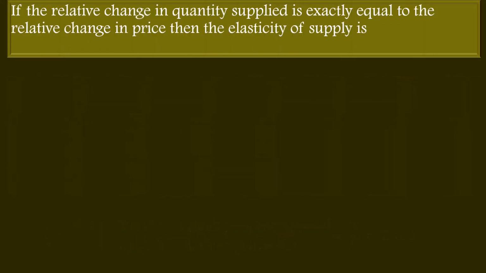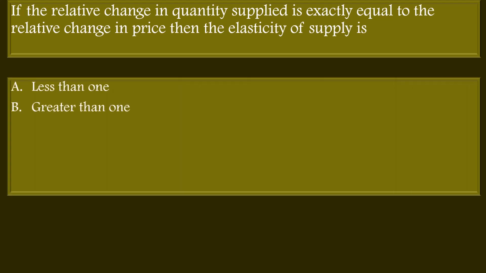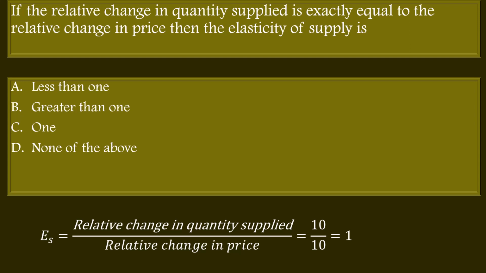Seventh question. If the relative change in quantity supplied is exactly equal to the relative change in price, then the elasticity of supply is options A less than 1, B greater than 1, C 1, D none of the above. If the relative change in quantity supplied is exactly equal to the relative change in price, then the elasticity of supply is 1. Option C is the right answer.